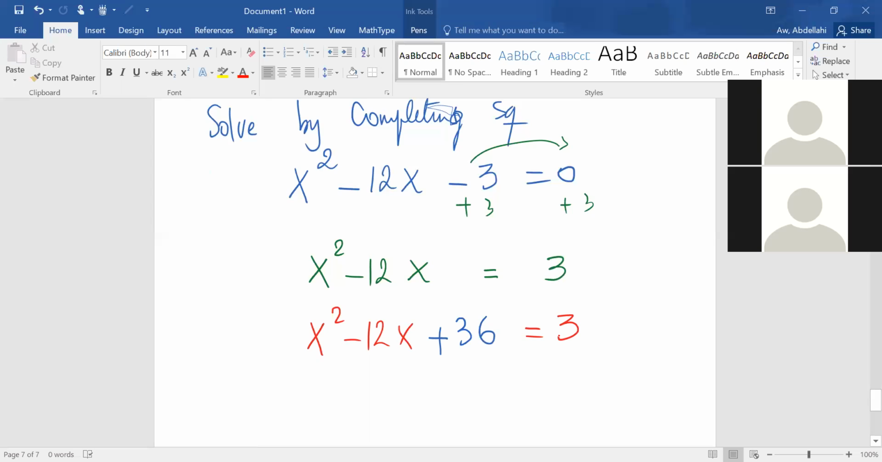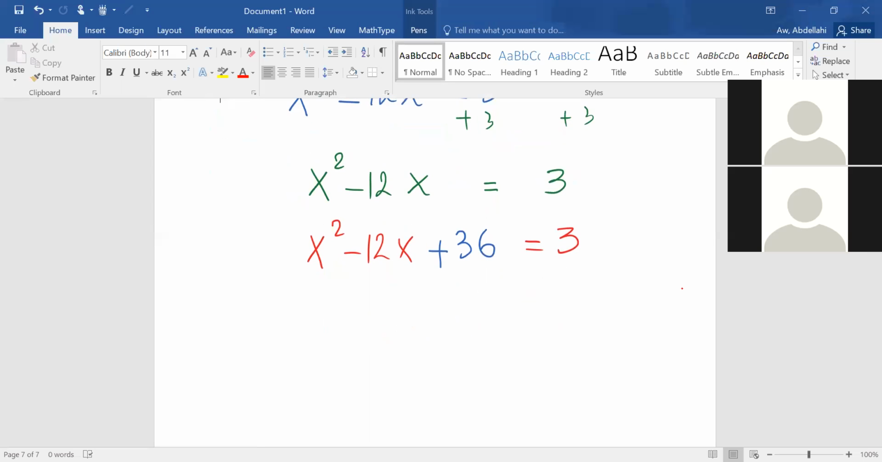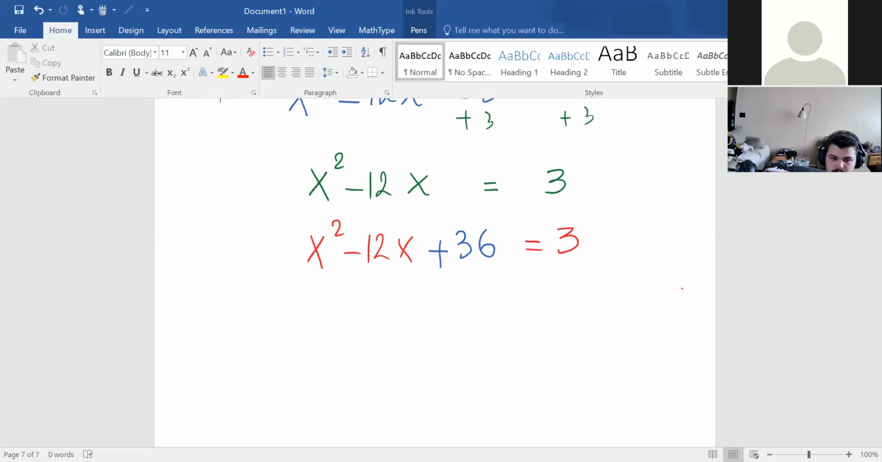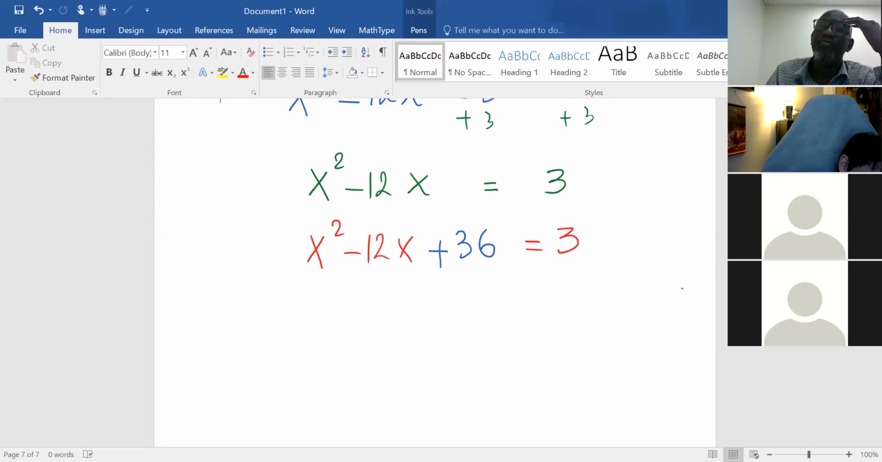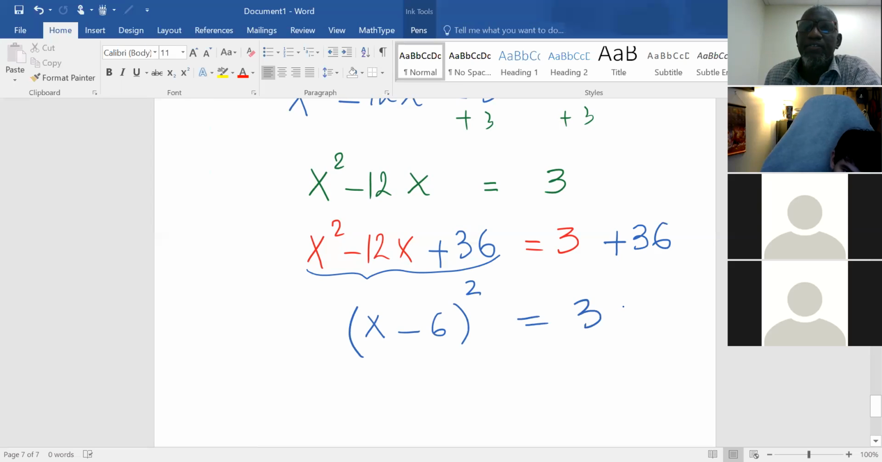If I just write this, how am I wrong here? Can somebody tell me how am I wrong? Because this is not equal 3. You didn't add 36 to both sides. Exactly. All of you notice that I have to add 36 on both sides. Because me adding 36, it becomes a perfect square, right? Which is x minus 6 all squared is equal to 39, right?